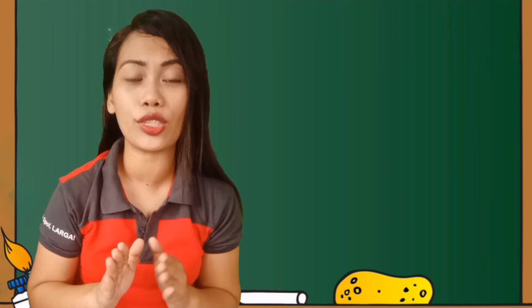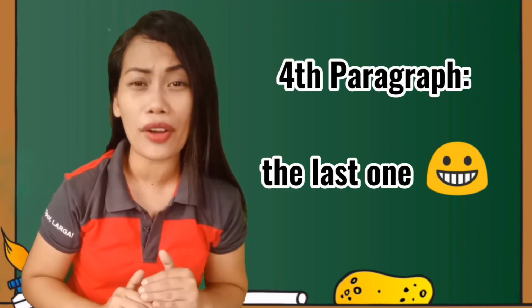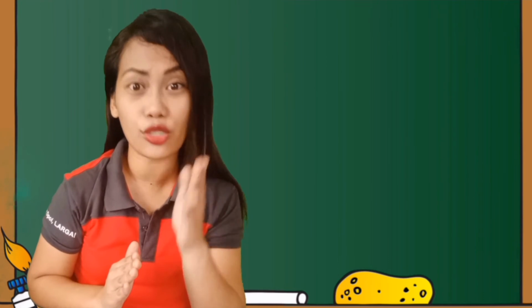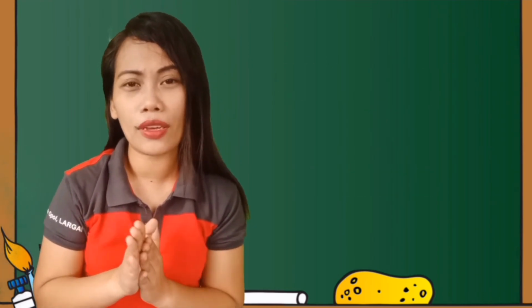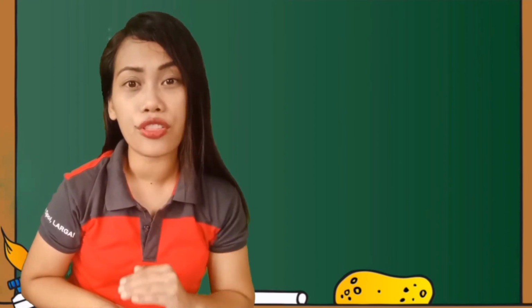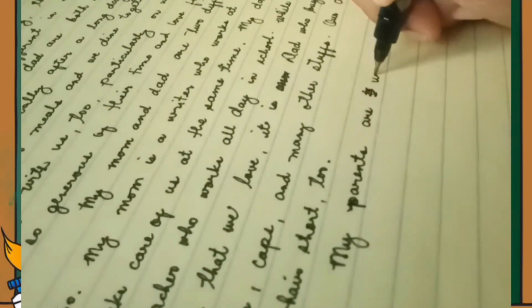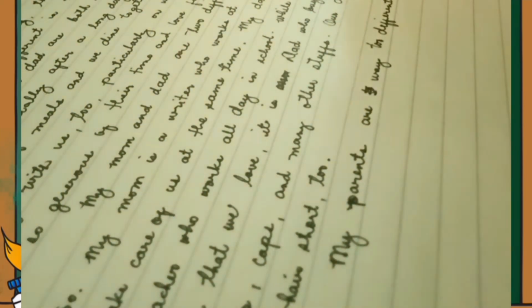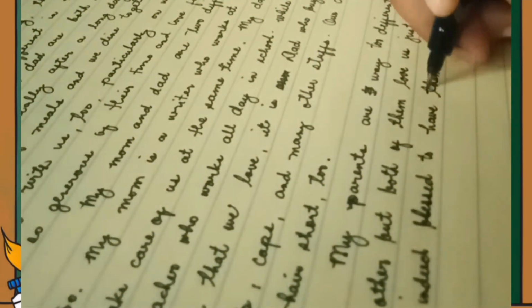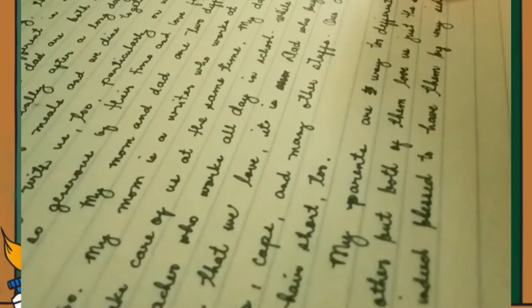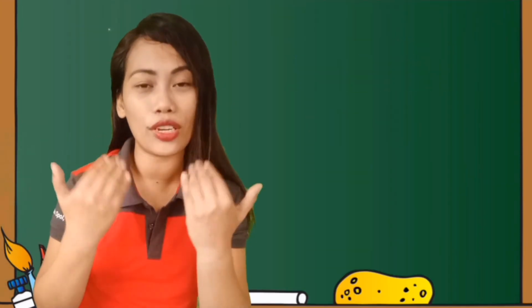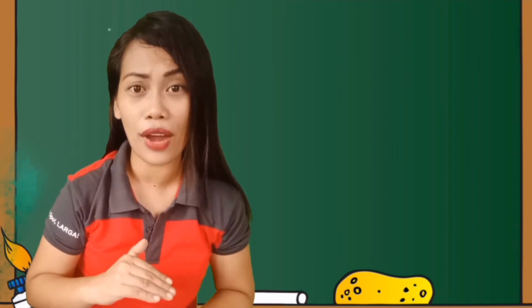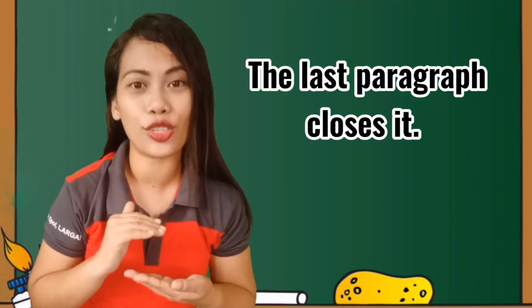And then you are going to have the last paragraph. The last paragraph is more or less like the introduction, and you can have it like 3 to 5 sentences. Unlike the introduction, the fourth paragraph summarizes your points about your mother and father or the topic itself. So you're going to summarize points about the topic and then you're going to close it. So introduction is like opening it. So when you're going to reach the last paragraph, you are going to close it.